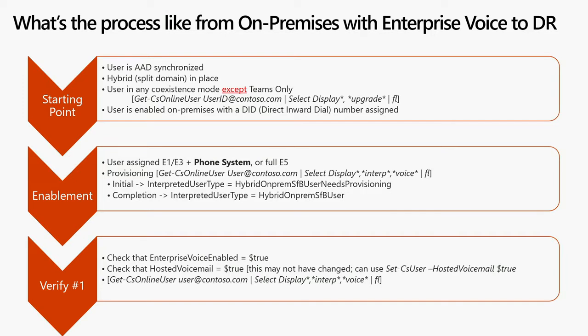Then you do some verifications. You're going to make sure the enterprise voice policy is enabled. You're going to make sure hosted voicemail is enabled. There may be no change from the current setup for the online user, but just in case, this is how you verify it. Interpreted user type and voice model, that's what you look for there.